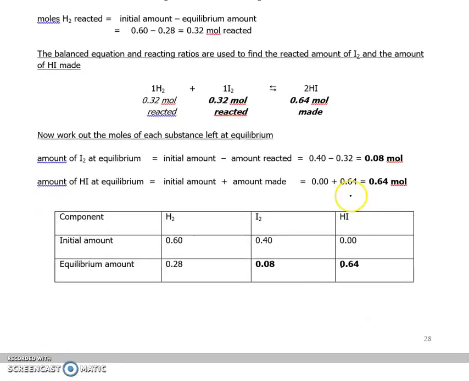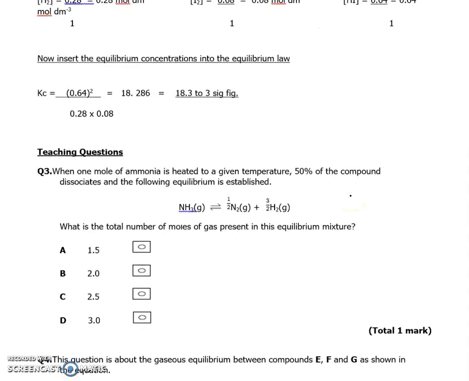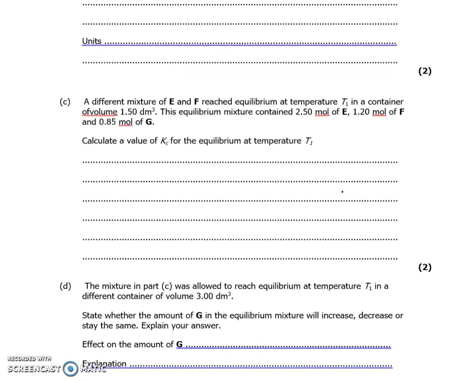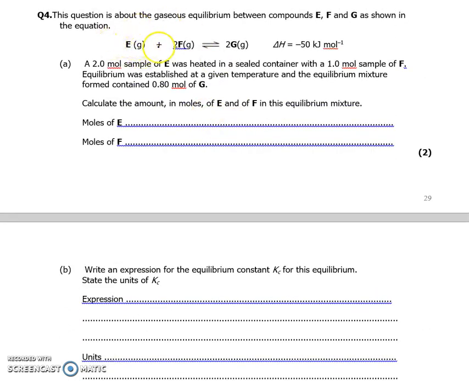Unfortunately, exam questions don't give you that nice table, and so here we've got an exam question. We've got E plus 2F give an equilibrium of 2G. It says here a 2 mole sample of E was heated in a sealed container with a 1 mole sample of F. The equilibrium was established at a given temperature, and the equilibrium mixture contained 0.8 moles of G. Calculate the amount in moles of E and of F in this equilibrium.